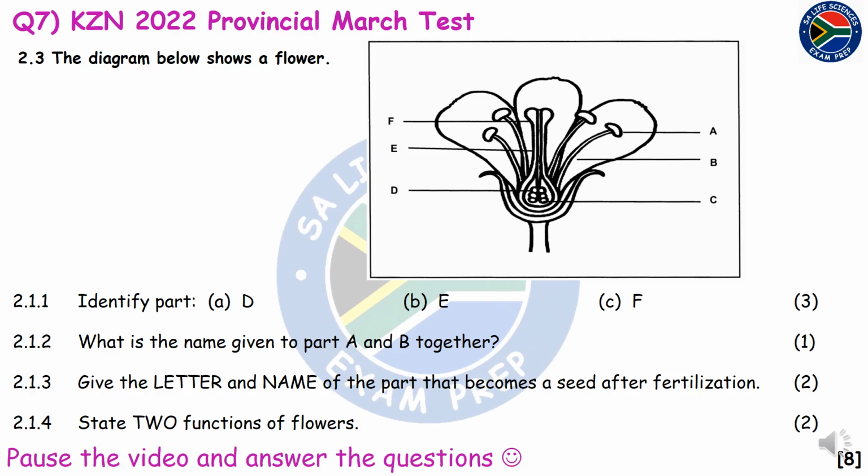Label E is pointing to the style. The style is the narrow tube that the pollen tube travels down to reach the ovule. And label F is pointing to the stigma. This is the surface onto which the pollen will land. Right, I'd like you to pause the video, answer the questions, and then we'll go through the answers.